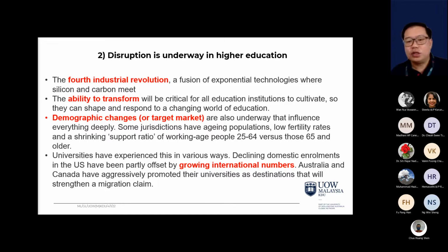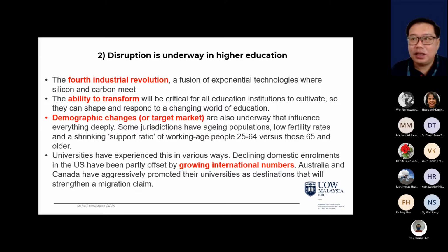Today, it is the other way around. Students decide on what they want to learn, and they tell the parents. I'm not saying all, but there is a big wave of this kind of behavior. Next, demographic change, very important. I'm going to stress that later. Later you're going to see, I'm going to explain Malaysian demographic change. That is why we need to change also. We need to look at our target. Are we targeting the right people or not? There are also other forces underway that influence everything deeply.